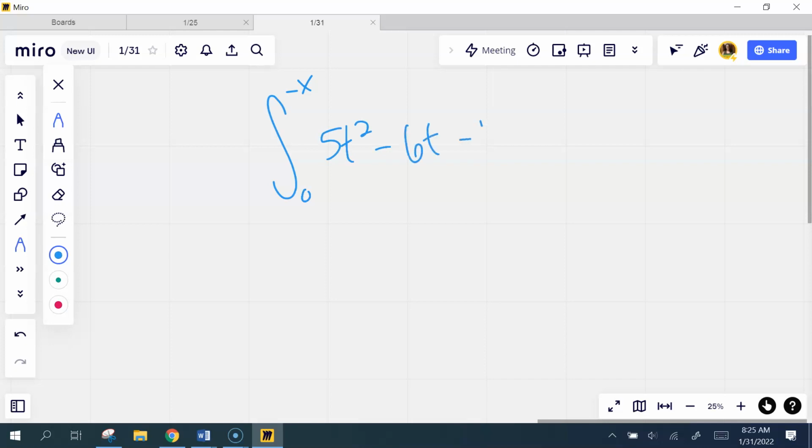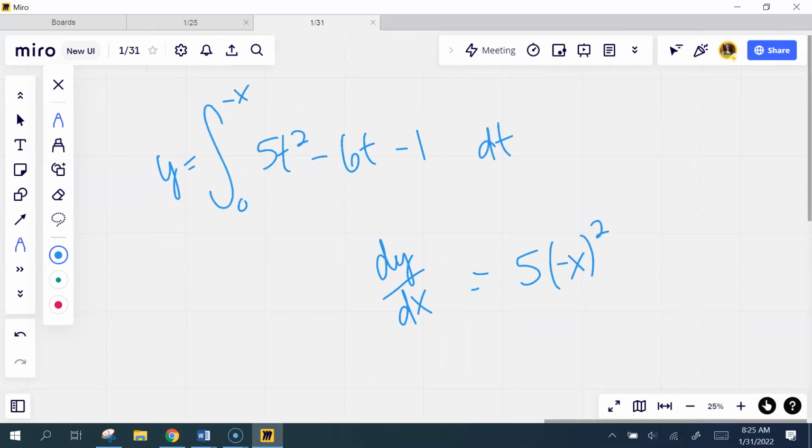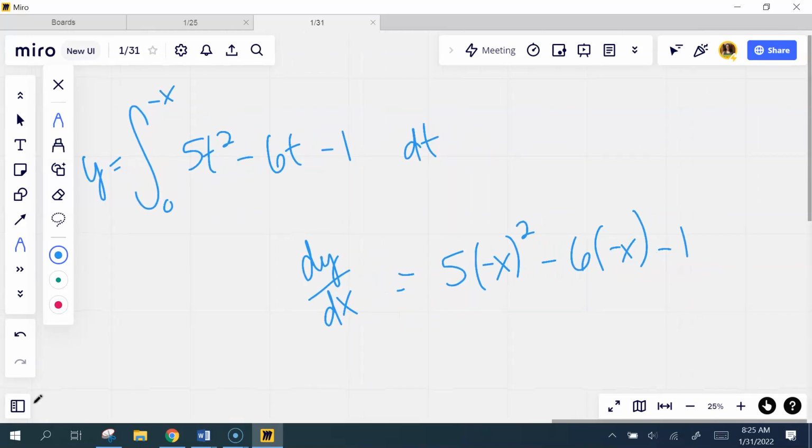Now, a lot of you got confused about when we use the fundamental theorem part 1 and when we don't. This asked us, if this is y, to find dy/dx. So to find the derivative with respect to x. And since I'm doing that, and these are like opposites, they cancel out. So I've got 5, I do negative x squared minus 6. I plug in exactly the x the way it is, right? But then I have to multiply by -1 because of that chain rule.